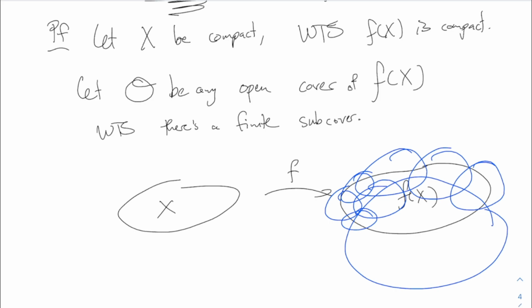Forget about the compact part of it. You know that any open set in f of x, if f is continuous, has an open preimage in x. F inverse of U, if O is an open set. Remember the definition? O is open in f of x, so that means it's open. Which probably means it's finite, I guess.